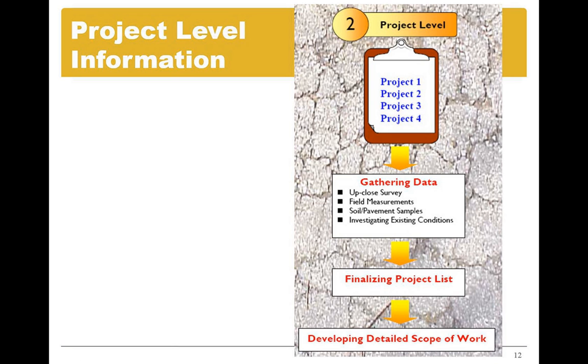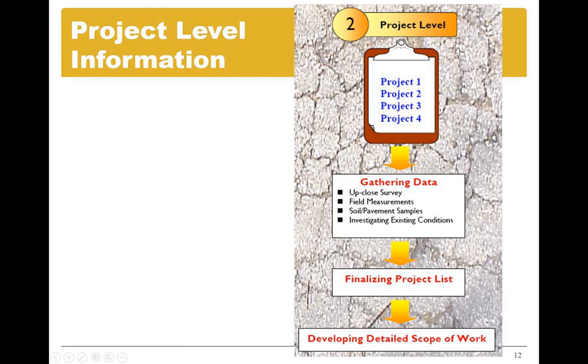What I want you to see is the difference between network level and project level. Project level is really a much closer look into a certain project or two, and that's why we would go to close survey, field measurements, all the way to cores. When I say soil slash pavement samples, we would go and take some cores to know, for example, if we have rutting, is it coming from the soil or is it coming from the pavement or the HMA layer? So all the way to investigating the existing conditions.